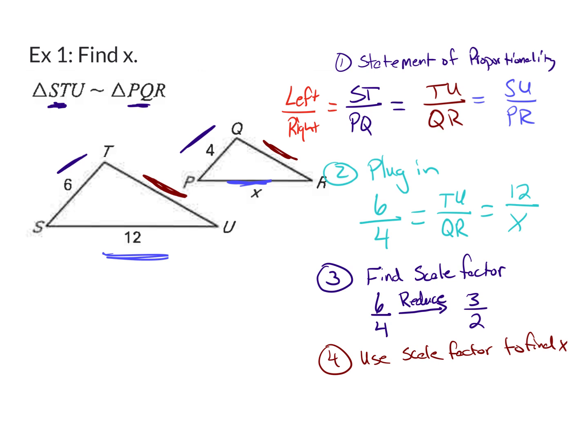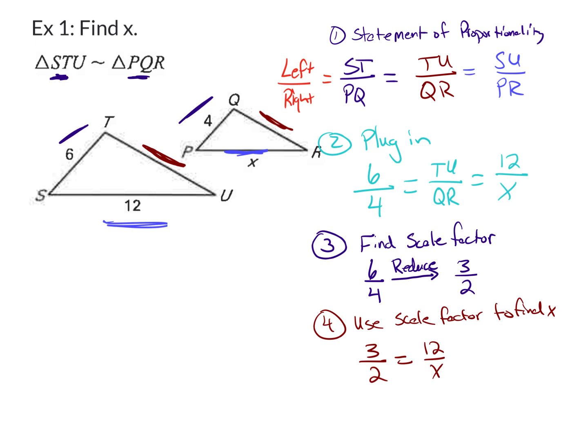All right, so I'm using my scale factor, 3 over 2. I'm going to set it equal to the one with x in it. Which one of those did we say had x in it? 12 over x. Now, how do we find x when we have a proportion like this? Yeah, cross multiply and solve for it, right? Cross multiply. 3x is equal to 24. Divide by 3. x equals 8.